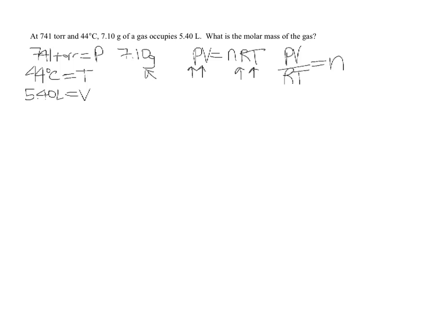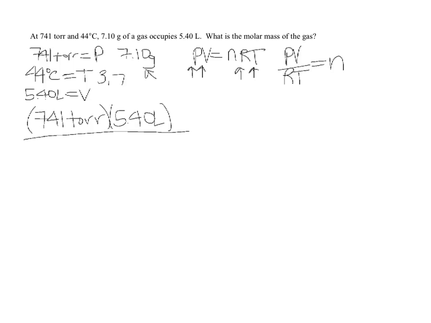Okay, so let's go ahead and put some numbers in here. We have a P of 741 torr. We have a V of 5.40 liters. We have a T of 44 degrees Celsius, but remember that R is always going to be in Kelvin, so we need to convert our degrees Celsius into Kelvin. That is going to be 44 plus 273, which should give us a T of 317 K. So let's put this down here, 317 K.